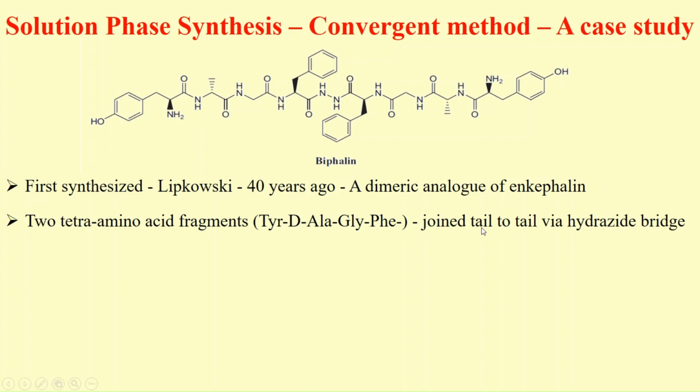The tetra amino acid fragments present in biphalin are phenylalanine, glycine, alanine, which is the D isomer, and tyrosine. These are linked via a hydrazide bridge. On the two nitrogens of the hydrazide bridge, it is linked with phenylalanine followed by glycine followed by alanine followed by tyrosine on both the sides.